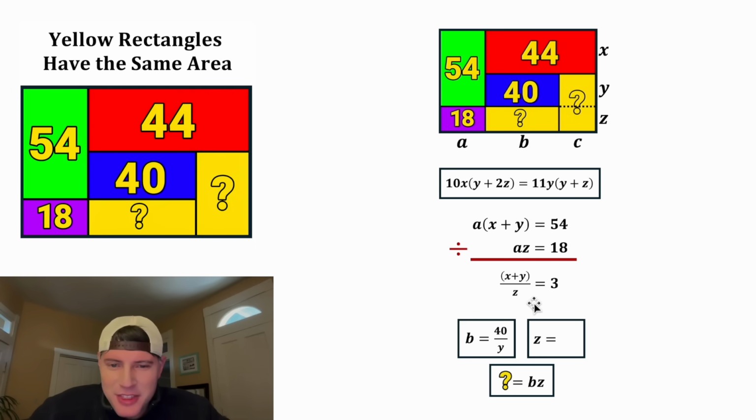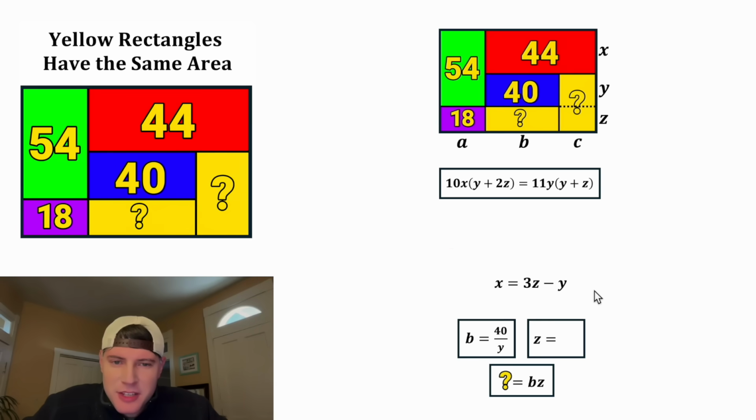And now to simplify this, I don't really like fractions, so let's multiply both sides by Z. On the left-hand side, the Z's will cancel, leaving us with X plus Y. And on the right-hand side, we'll have 3Z. Now from here, I'm not exactly sure what to do, but I do notice we have an x up here that's alone. So let's get this x alone so we can substitute inside here. We can subtract y from both sides, and that'll leave us with x is equal to 3z minus y. And we can substitute that in right here.